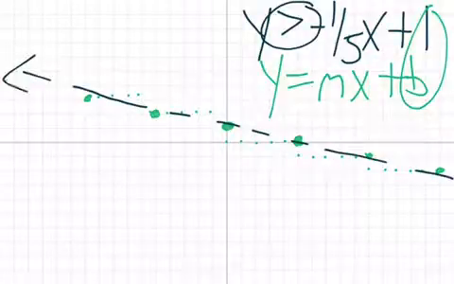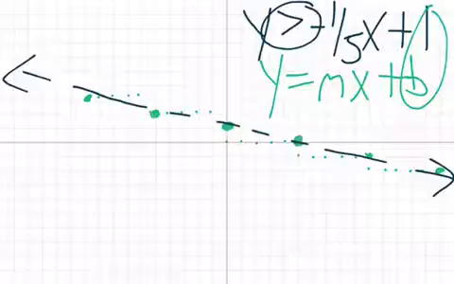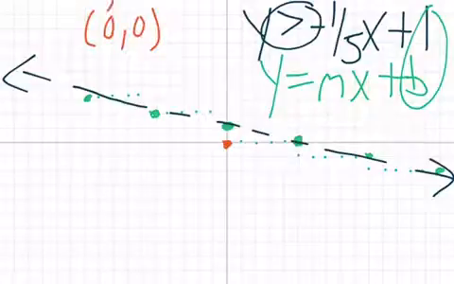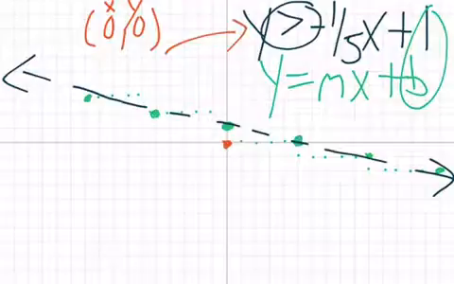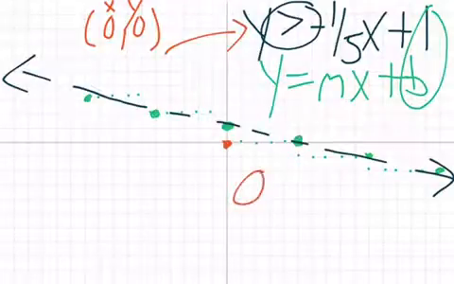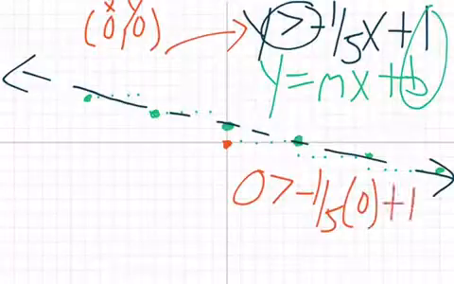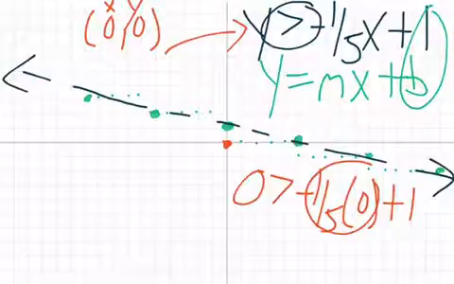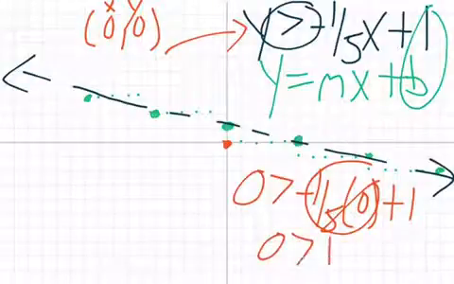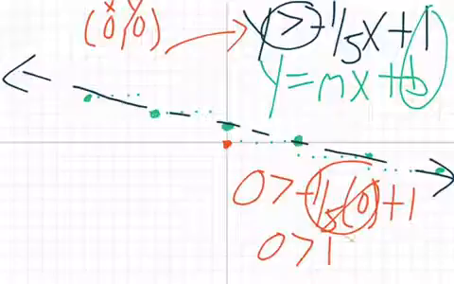Now to figure out which side I shade on, I need to use any point, but I like to use the point of origin, which is 0, 0. So that means my x would be 0, my y would be 0. So I'm going to plug it into my original equation. So my y is now 0, is greater than negative 1/5 times 0 plus 1. Well, any number times 0 would be 0, so basically that goes away. So is 0 greater than 1? And the answer is no, it is not.